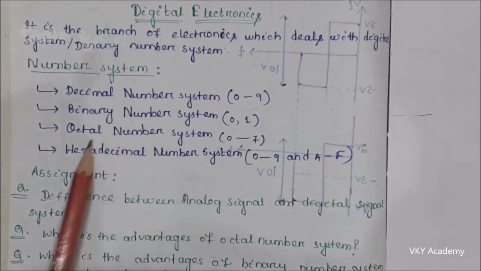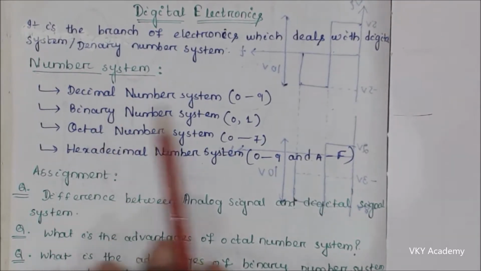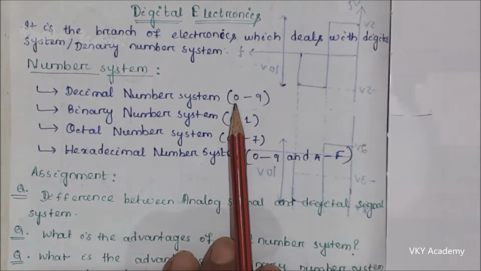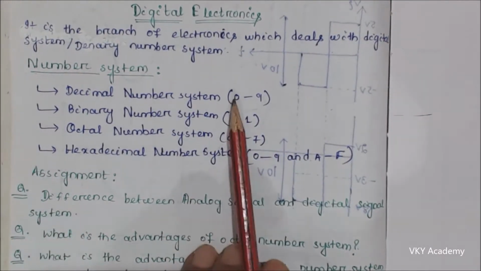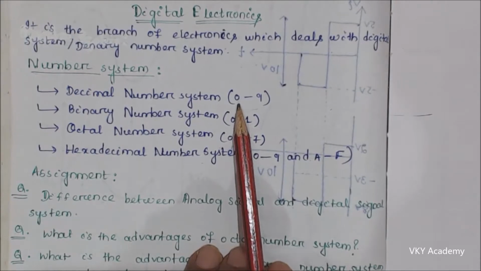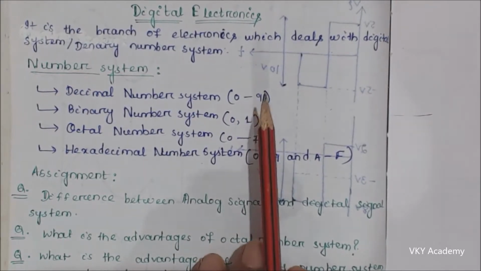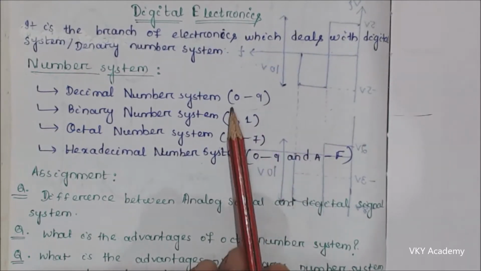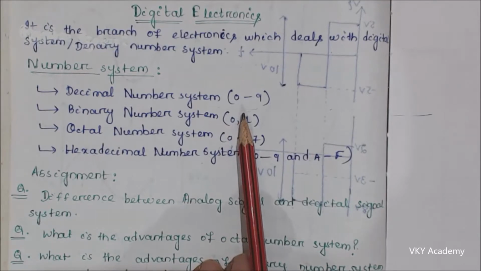Now, number systems are basically divided into four types in digital electronics. The first one is the decimal number system. So all the numbers from 0 to 9 are decimal numbers. That means 0, 1, 2, 3, 4, 5, 6, 7, 8 and 9. So all these 10 numbers starting from 0 to 9 are called the decimal number system.